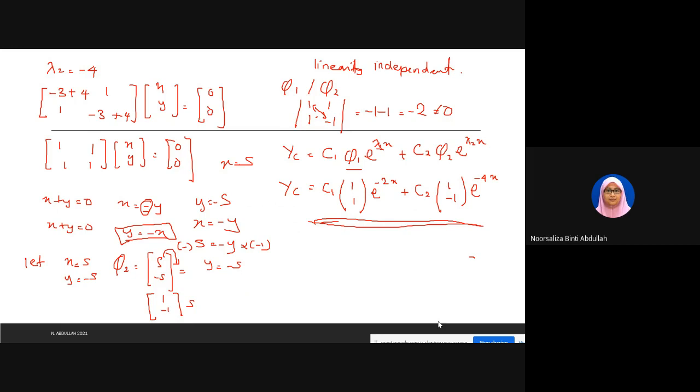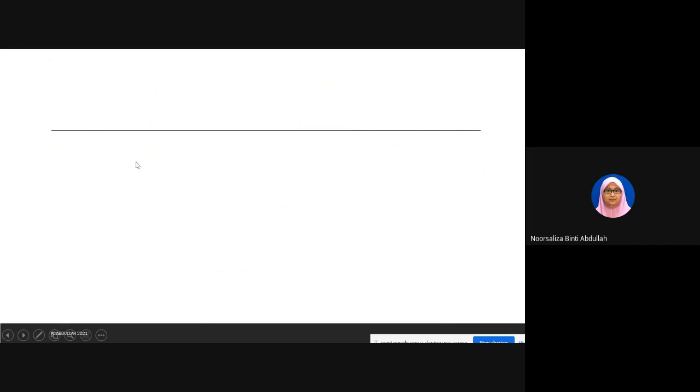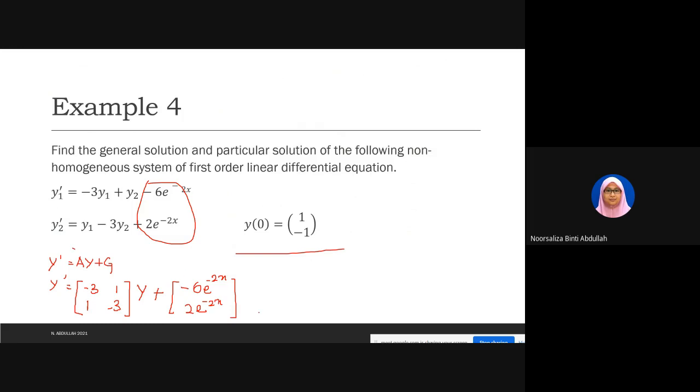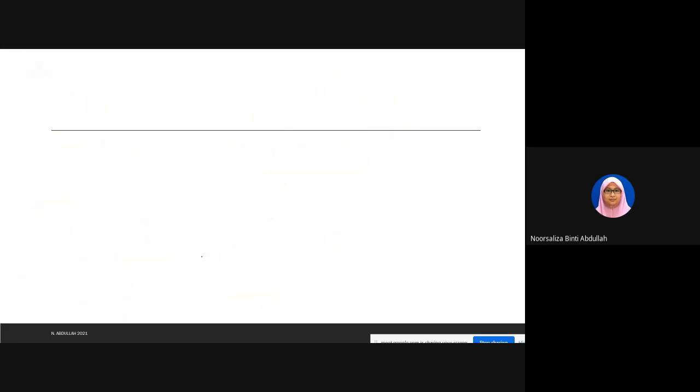Now we look at how we want to find YP for the non-homogeneous system. YP you can get from this G. You get it from G. Your G is, as we did earlier, minus 6 exponent minus 2x and 2 exponent minus 2x.